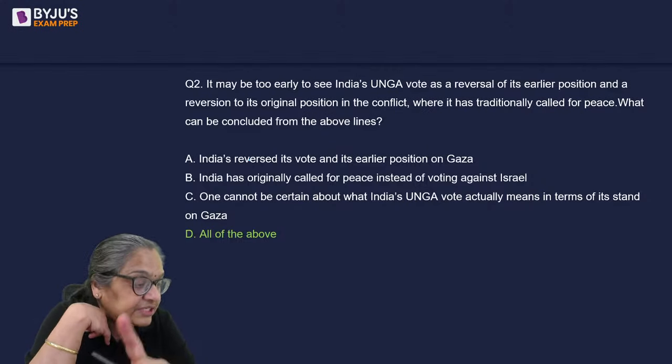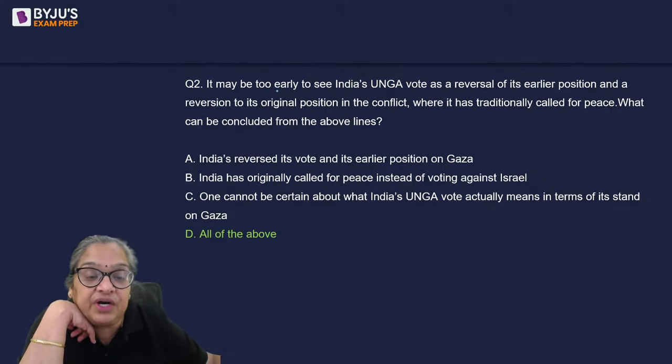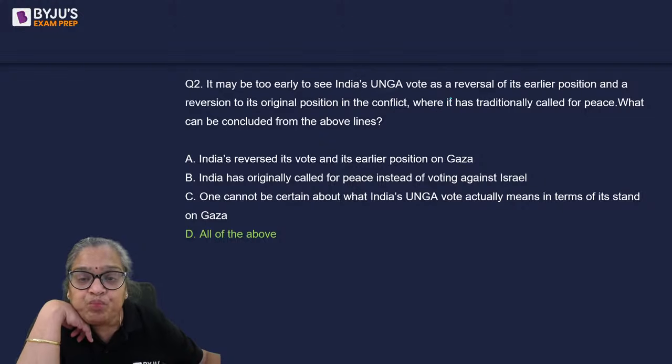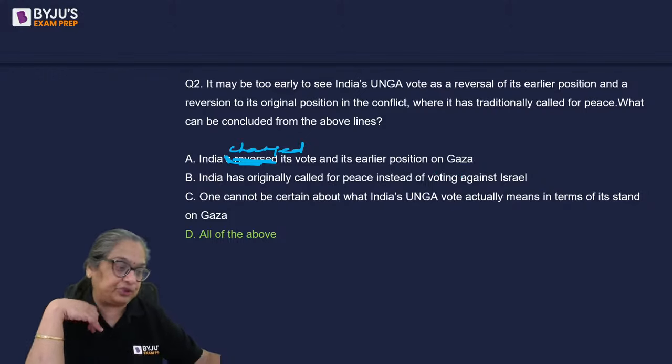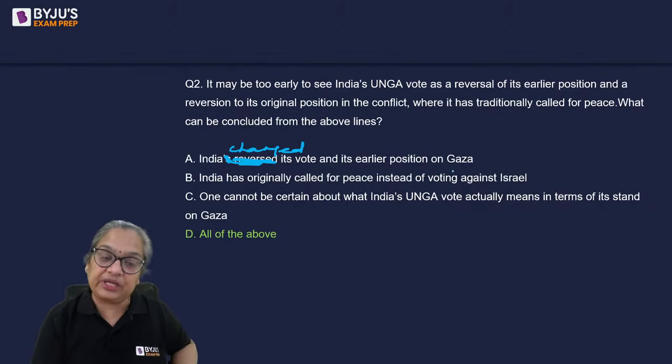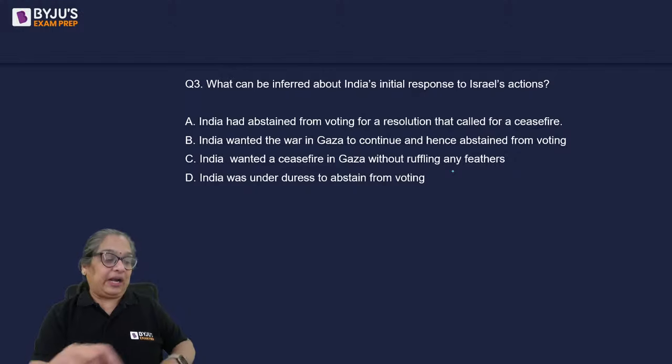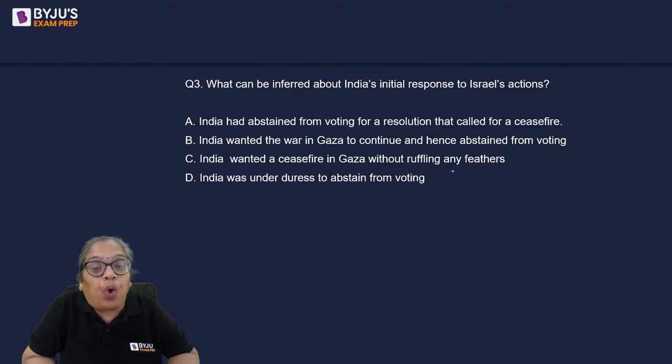All of the above is correct if we change the word reverse, because it says you should not see its change of vote as a reversal. So this should have been: India changed its vote and its earlier position on Gaza. Got it? So the answer will be D. All right. Question 3. What can be inferred about India's initial response to Israel's actions?